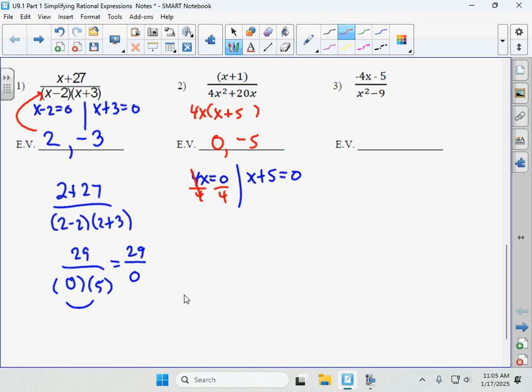All right, number 3, x squared minus 9. That's a difference of squares because we can square root them, and there's a minus sign in between. That means it's going to factor into two binomials, x plus 3, x minus 3. Again, if we set those equal to 0 and solve, you're going to get negative 3 and positive 3. Those are the excluded values.